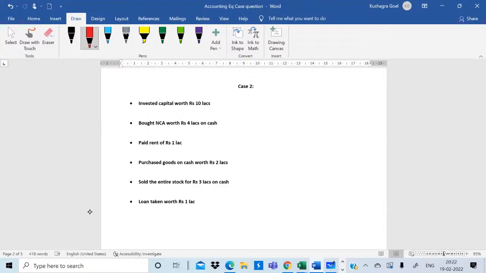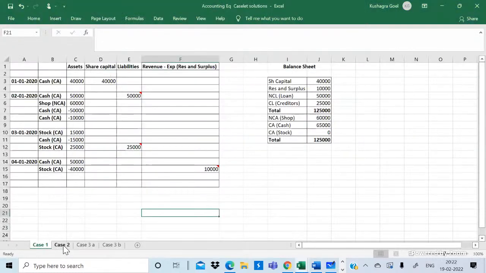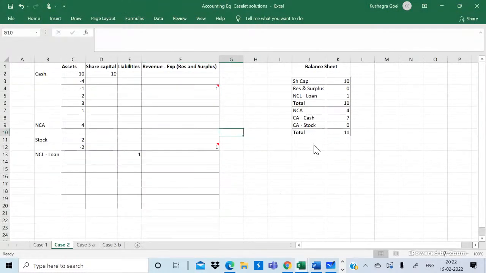And then they're saying you've taken a loan worth 1 lakh. So a liability worth 1 lakh will go up and cash balance worth 1 lakh will go up. Look at the solution for case number 2 and let me know if you're struggling with any part.